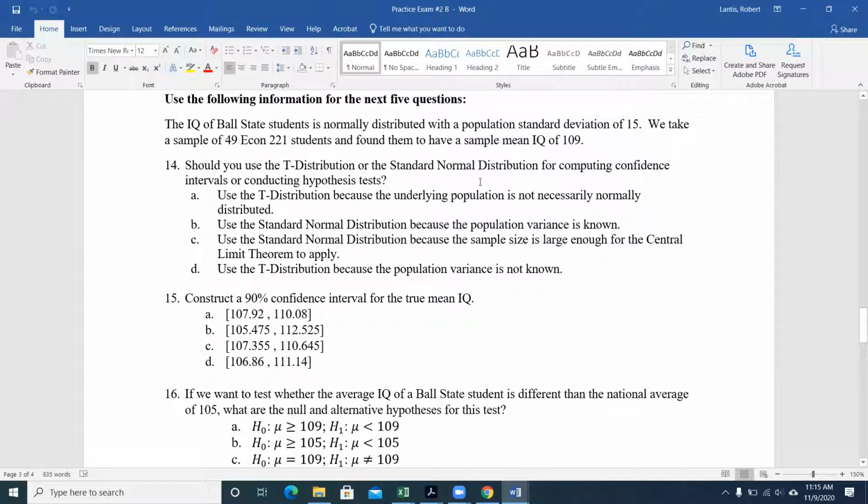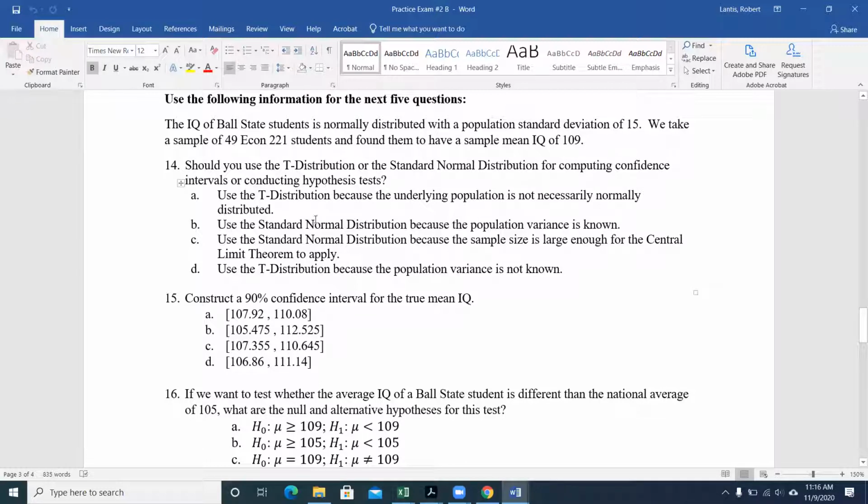So for the very first one, we're just told, let's assume I have this sample of 49 Ball State students. They have a sample mean of 109, and I have a known population standard deviation of 15. So if I know the population standard deviation, what distribution should I be thinking about for the next 5 questions? This isn't a proportion, right? But it's a sample mean where I know the population standard deviation. If I don't see that I only have a sample standard deviation, that means student t. Well, I don't have a sample standard deviation here, I have a population standard deviation, so I'm using that Z table, right, or that standard normal distribution.